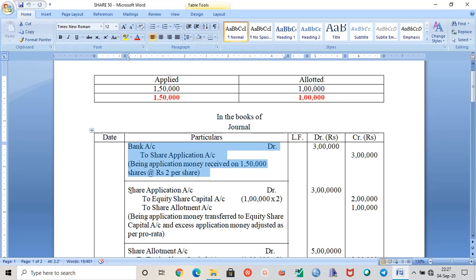Now this application money should be transferred to equity share capital account, and the extra application money is to be adjusted towards allotment. So 1 lakh shares will be transferred, because 1 lakh shares were issued by the company. And the extra amount of money that was received on 50,000 shares will be adjusted towards allotment money.